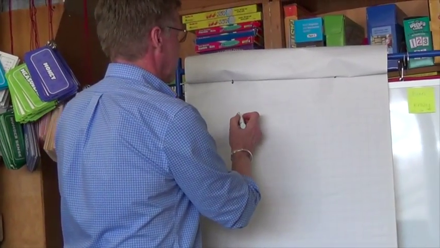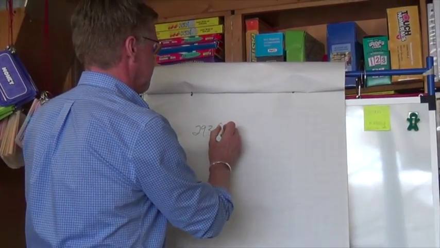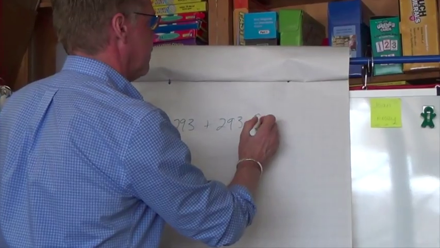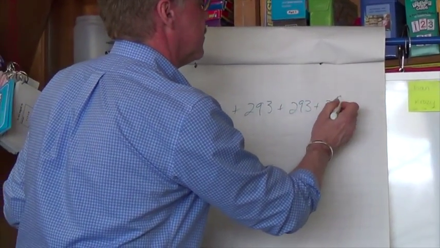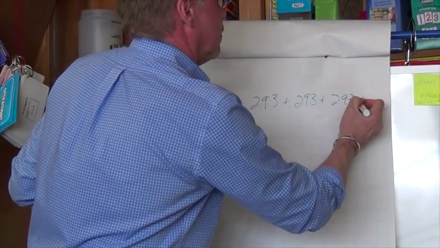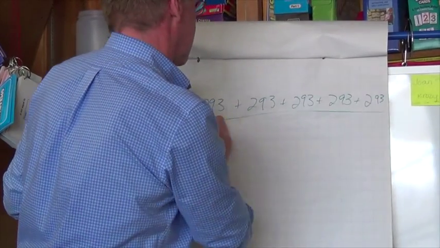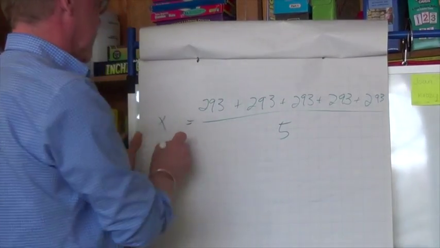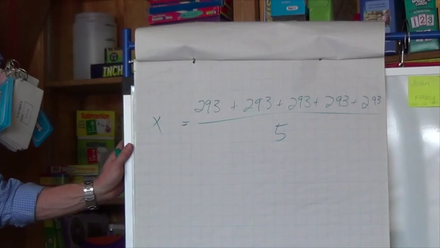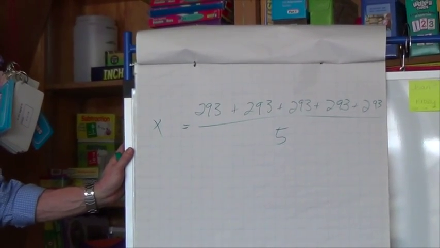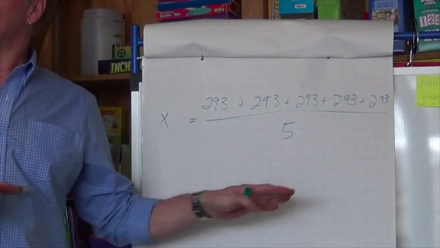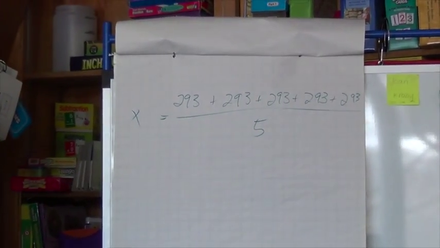But this came out at the end of the 80s. It was this thing: 293 plus 293 plus 293 plus 293 plus 293, over 5, equals x. What's x? Quickly. 293. All right, okay. But what they found was, cross out the 5s and then you have x equals 293.